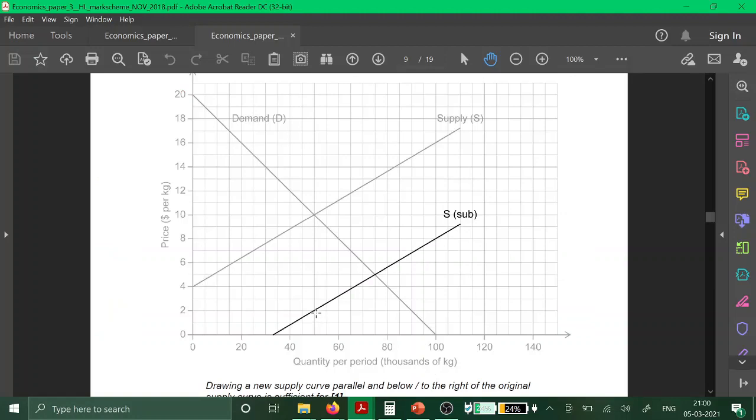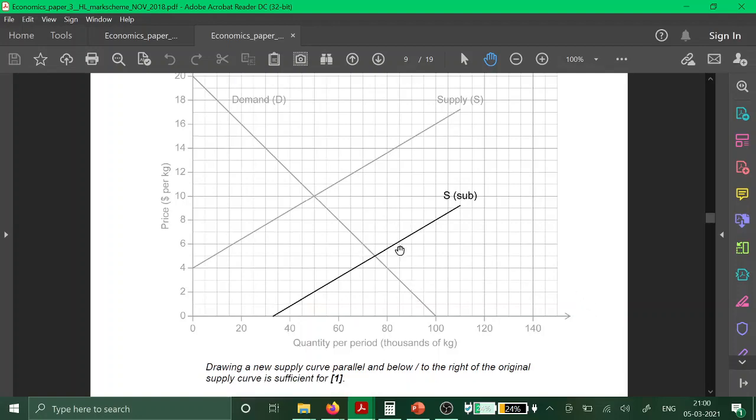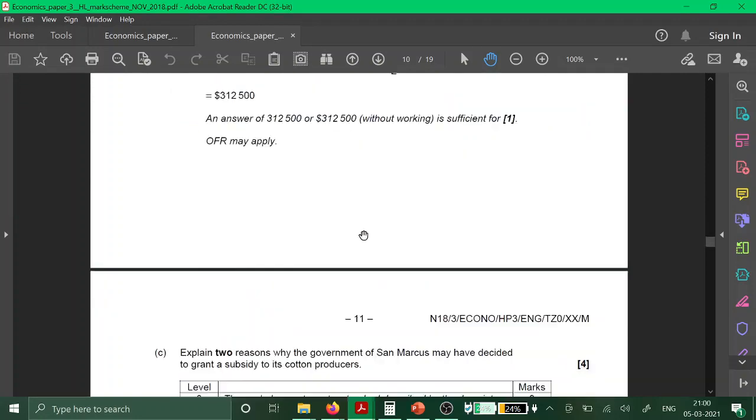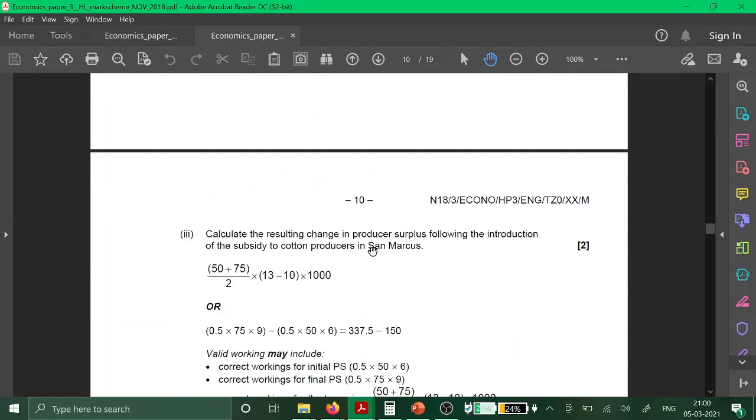Now I think it's easier for you. Can you read it? At the $2 line, here it is 50. And then at this point the demand is 90. Can you see it? What I'm doing, are you getting it?